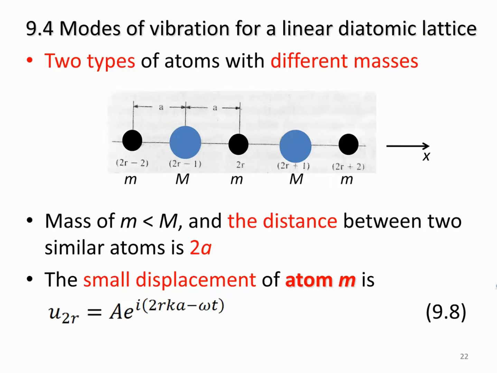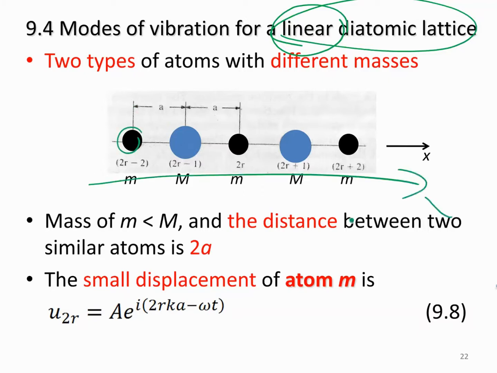Okay, that's all for the linear monoatomic lattice. Remember, just now I said I will show you two models. The first model will be monoatomic, and then the second model will be diatomic. Okay, but it's still linear. Linear means that it only vibrates along the x direction because we want to simplify it. So again, the atoms vibrate in the x direction, and the wave also travels along the x direction.